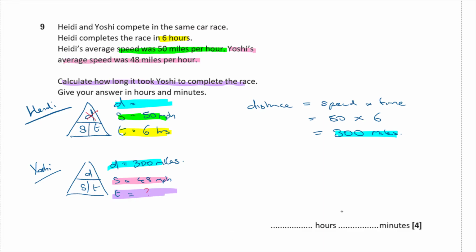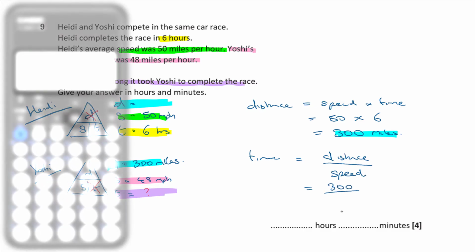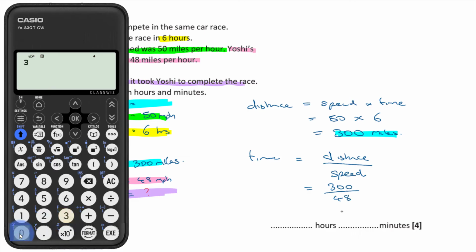Okay, so covering up time this time, then I can see that time equals distance over speed. Time equals distance divided by speed. What's that then? So distance is 300 and speed is 48. Now if I type that into my calculator, 300 divided by 48, I'm going to get 6 and a quarter, aren't I? Or 6.25. Now I want that in hours and minutes though.